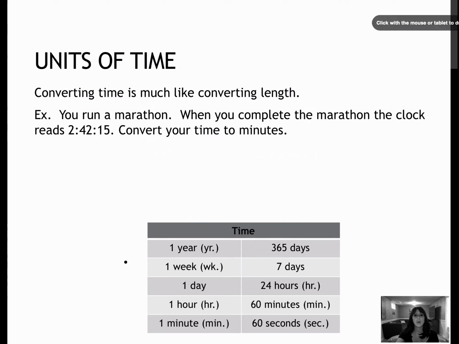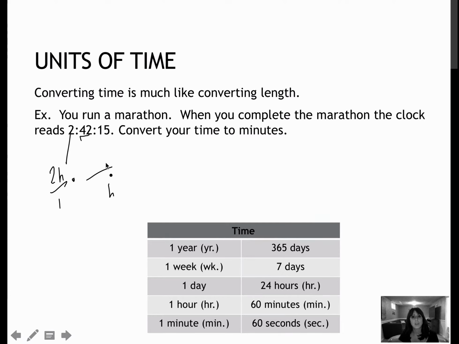Well, we already know that I've got 42 minutes. I also have 2 hours, and I need to turn that into minutes. So just as I did before, I'm going to end up with hours on the bottom and minutes on the top. And how many minutes are in an hour? Hopefully we already know that, but if you don't, take a look at the table. So there's 1 hour and 60 minutes, which gives me an additional 120 minutes.